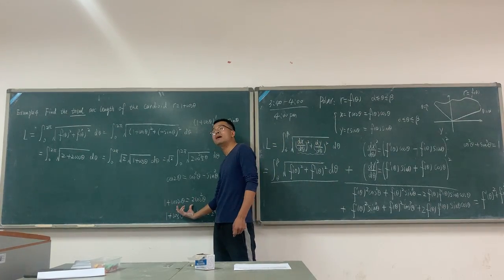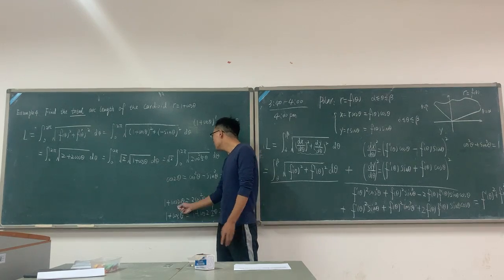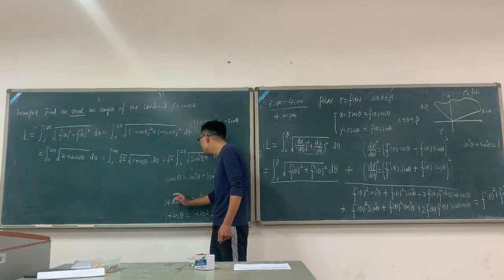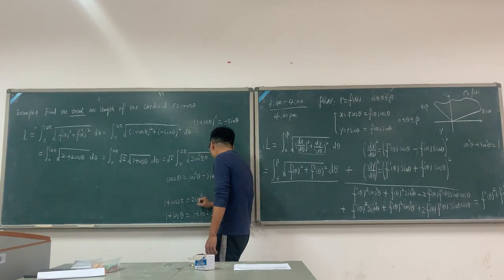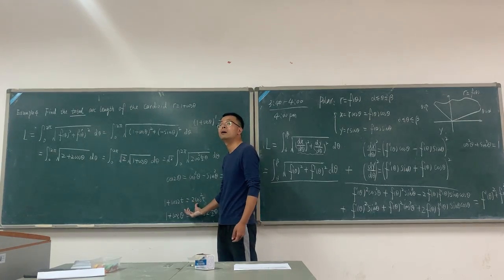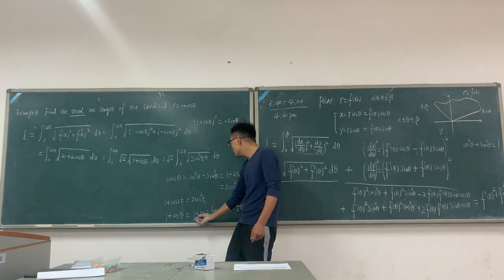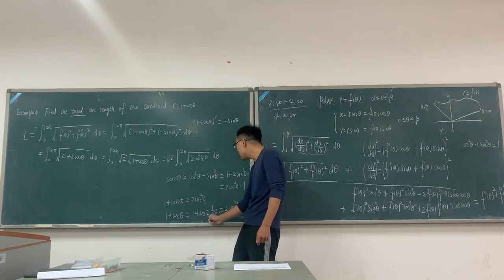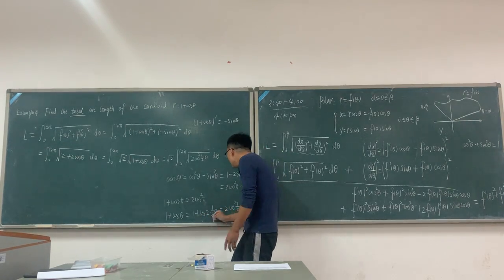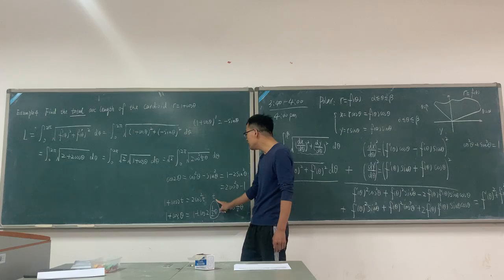So this formula is right, yeah? 1 plus cosine 2 theta equals 2 cosine squared theta. So here, we can write 1 plus cosine theta as 1 plus cosine 2 times half theta. So we see this part, 1/2 theta, is in here.